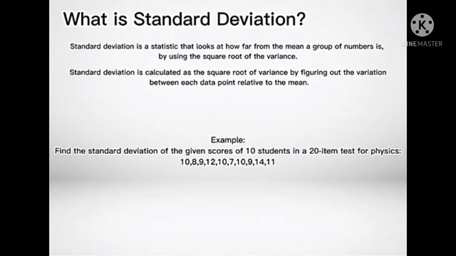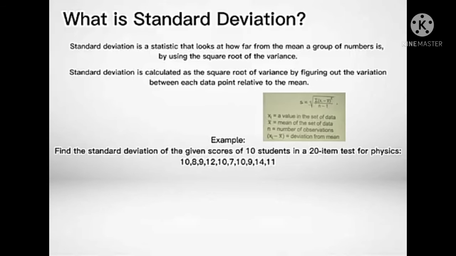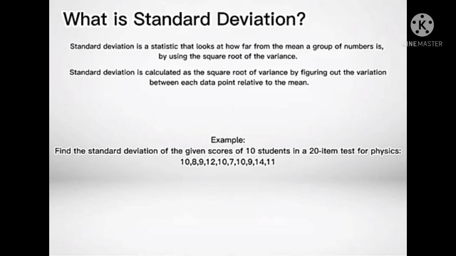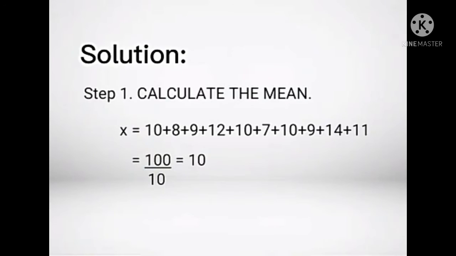What is standard deviation? Standard deviation is a statistic that looks at how far from the mean of the group of numbers is by using the square root of the variance. Using this formula, standard deviation equals the square root of the summation of deviations from the mean squared over n minus 1. Find the standard deviation. Add all the given scores divided by the number of scores. In this sample, 10 is the mean.